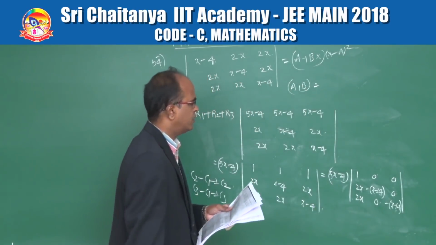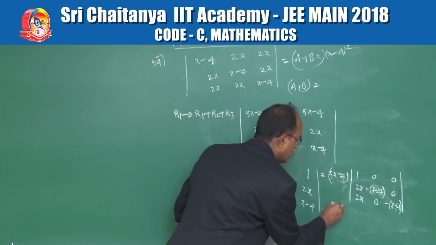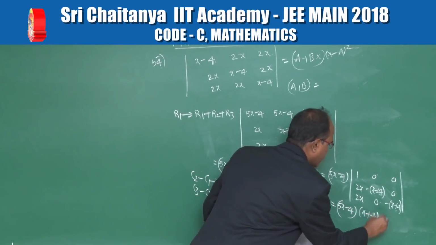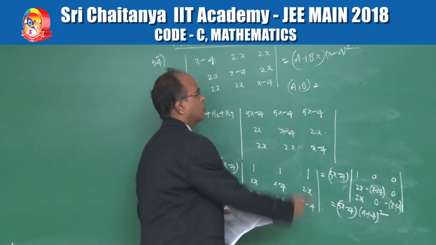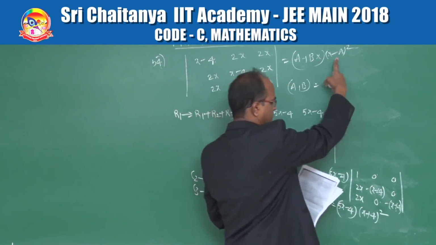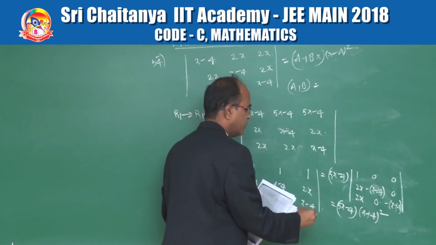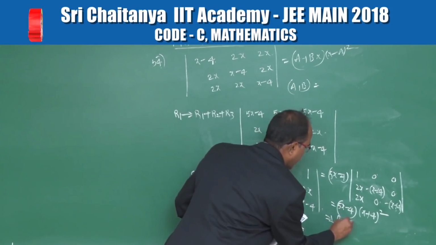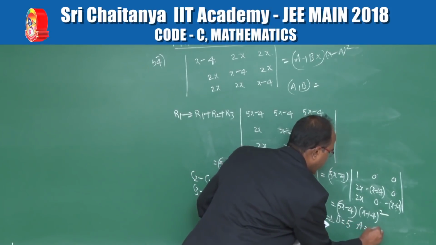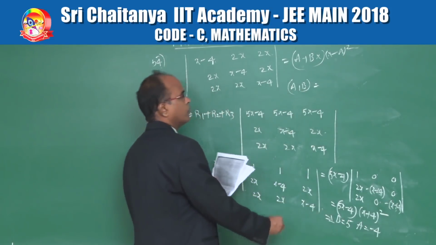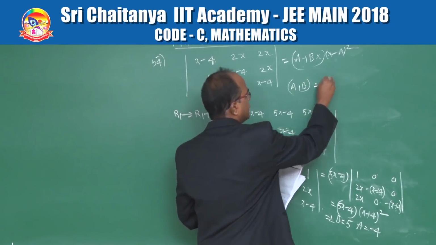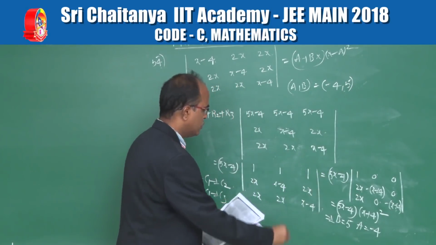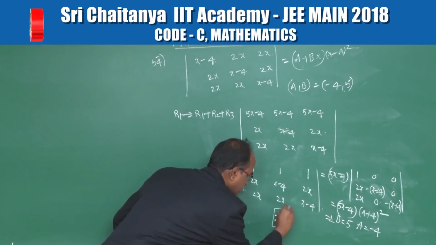So if you now expand by using the first row, we get 5x minus 4 into x plus 4 whole square. You compare this with a plus bx into x minus a whole square. The comparison will give us b value as 5 and a value as minus 4. Therefore, the ordered pair a, b is given by minus 4, 5, giving you option 2 as the correct option.